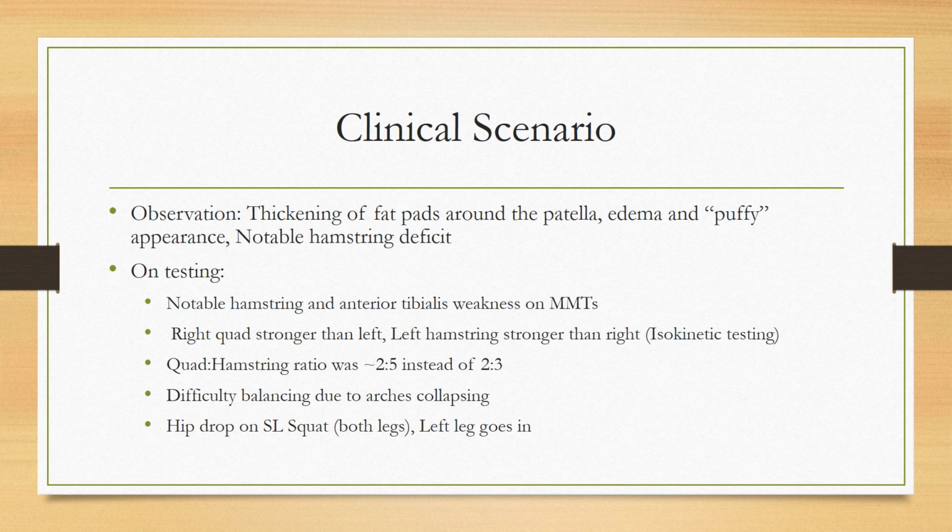On testing, there was noticeable hamstring and anterior tibialis weakness, and her right quad was stronger than her left, and her left hamstring was stronger than her right on isokinetic testing. Her quad to hamstring ratio was 2:5 instead of 2:3, and she had difficulty balancing due to her arches collapsing. On the single leg squat test, both legs had hip drop, and her left leg went in.